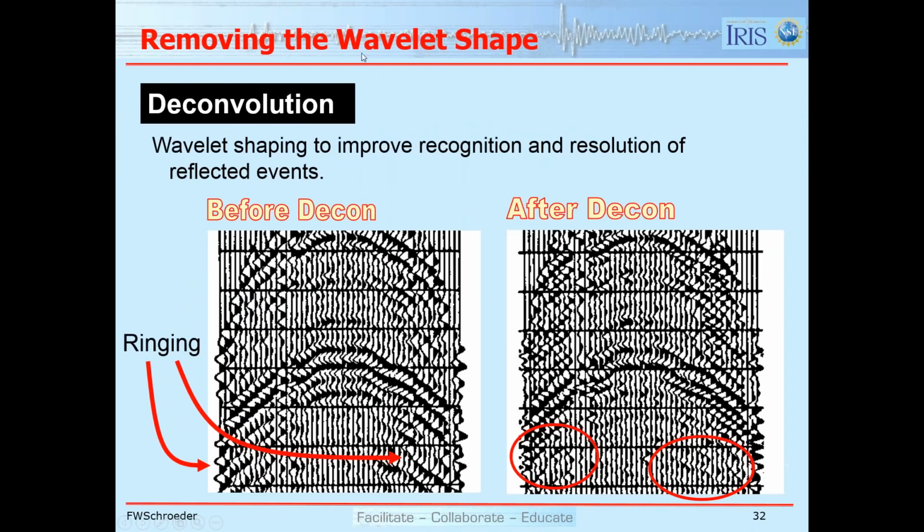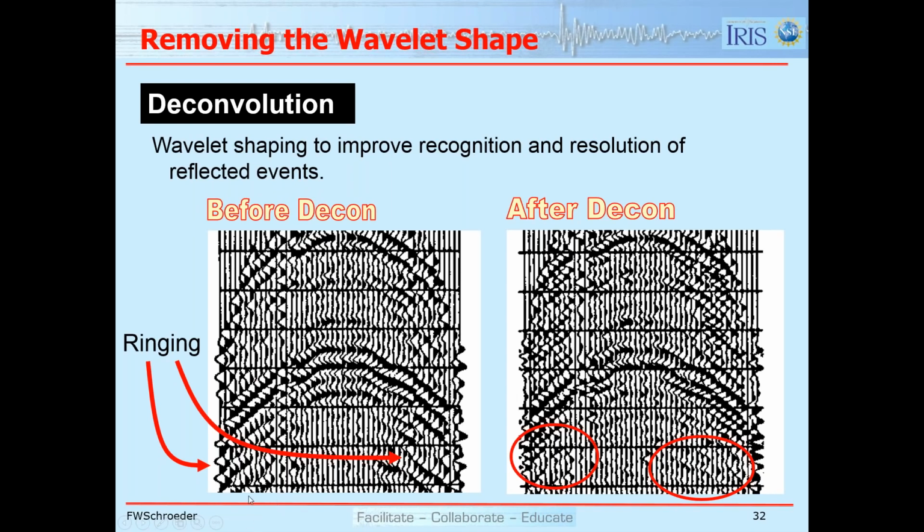The other thing we want to do is remove as much as we can the distortions in the geological signal due to the shape of the wavelet. Our wavelets do not have a zero time duration. Usually it's on the order of 20 to 40 milliseconds. So deconvolution is a series of processes that the data processors apply to try to correct for the fact that we have a wavelet shape. Again, one picture is worth 1,000 words, or I guess I have two pictures of before the decon was applied and after.